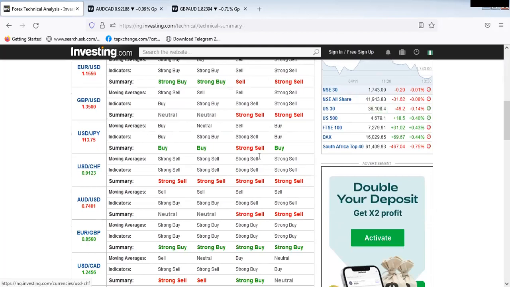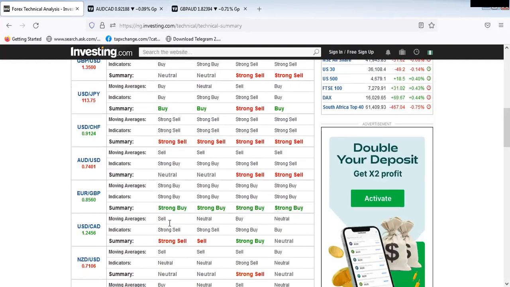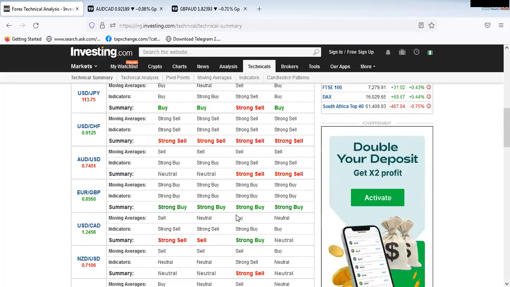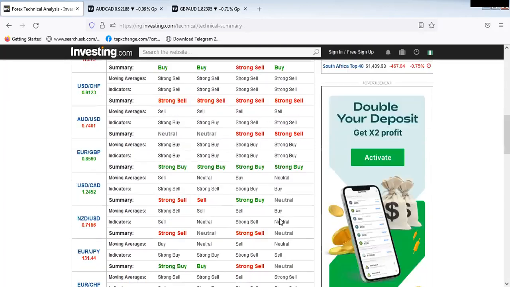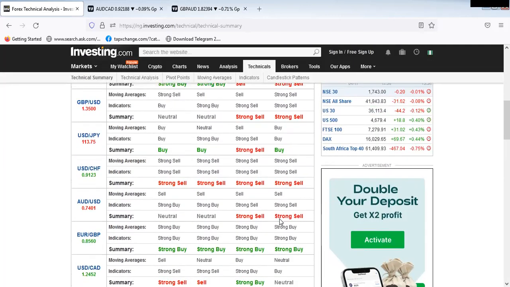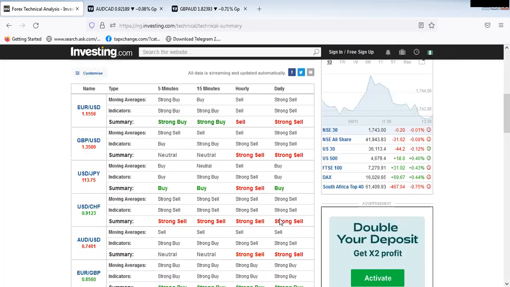Now come to this place. USD/CHF. Strong sell, strong sell, strong sell, strong sell. On strong sell, you enter the market as a sell. I have always noticed something. Whenever USD/CHF, where USD is the base currency, is on strong sell, GBP/USD or maybe another currency might be the reverse. For this pair to go on neutral, that means it wants to go on a buy very soon.